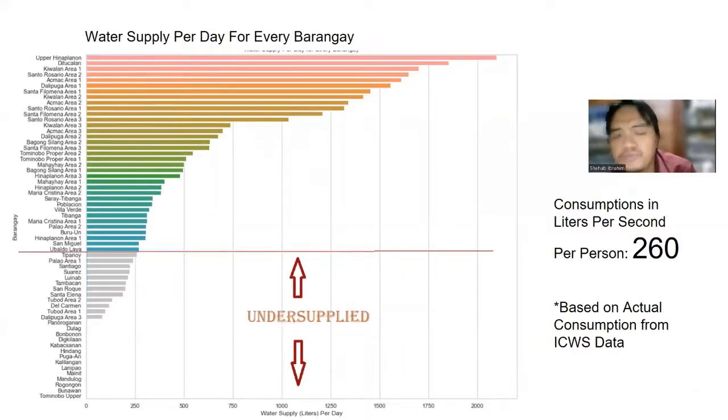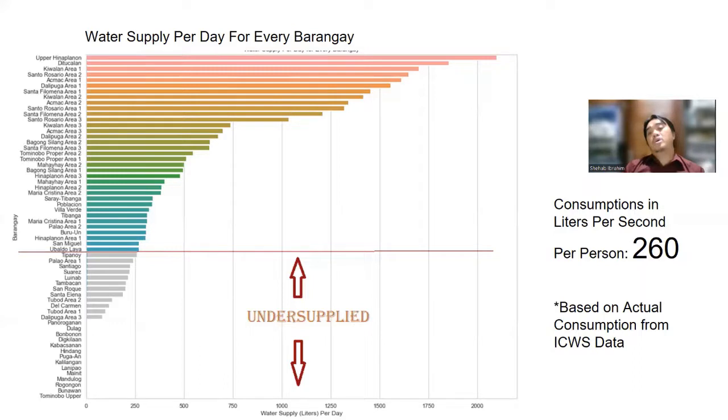Now, using the formula that I mentioned for the water supply per day, we found out that probably around 30% to 40% are undersupplied. Starting from Tipanoy, Palau Area 1, Santiago, Suarez, Luinab, Tambacan, San Roque, Santa Elena, Tubod Area 2, Del Carmen, Tubod Area 1, Dalipuga Area 3. And the rest are actually hinterland barangays that were not provided by the ICWS.